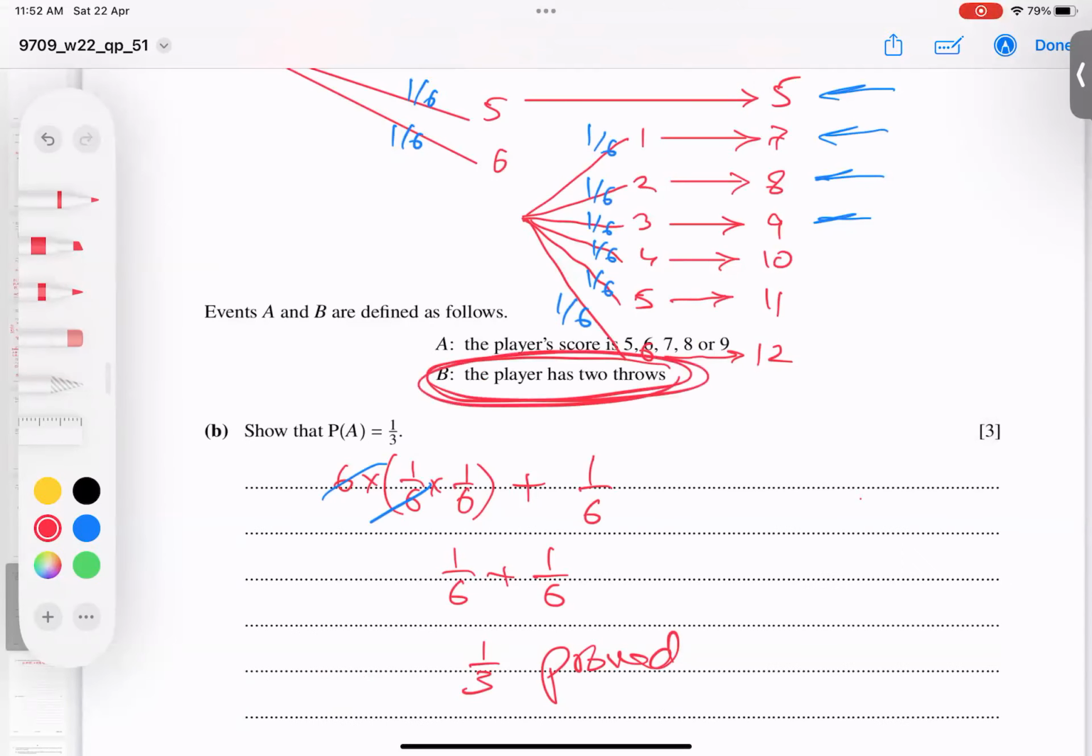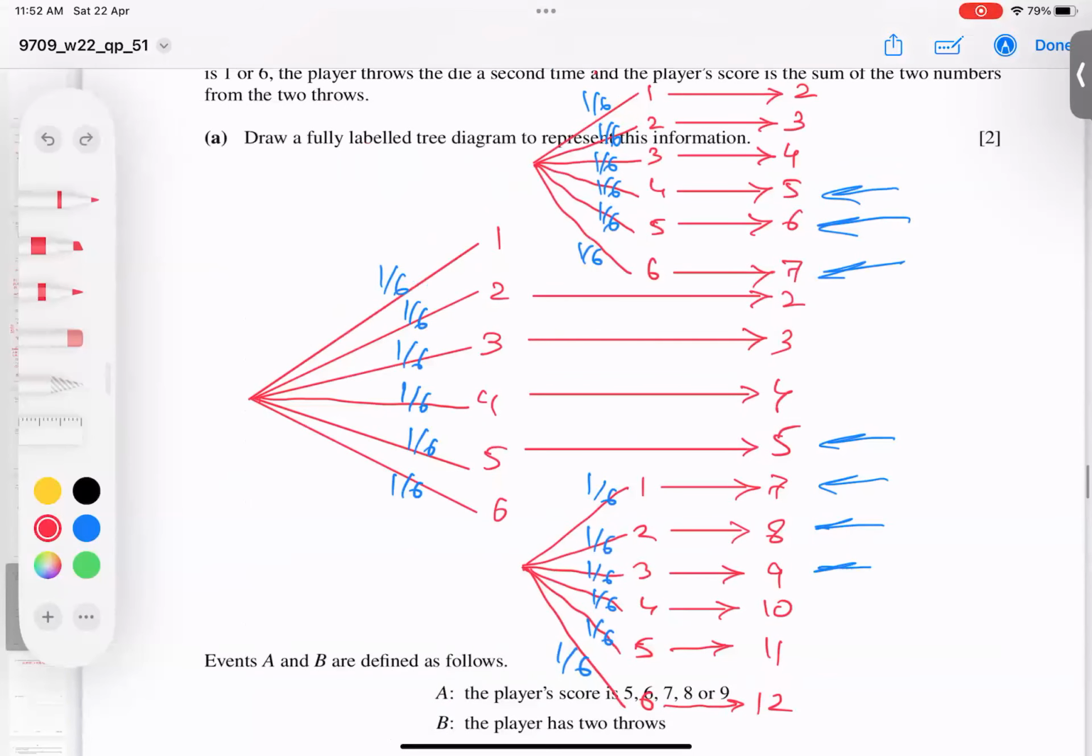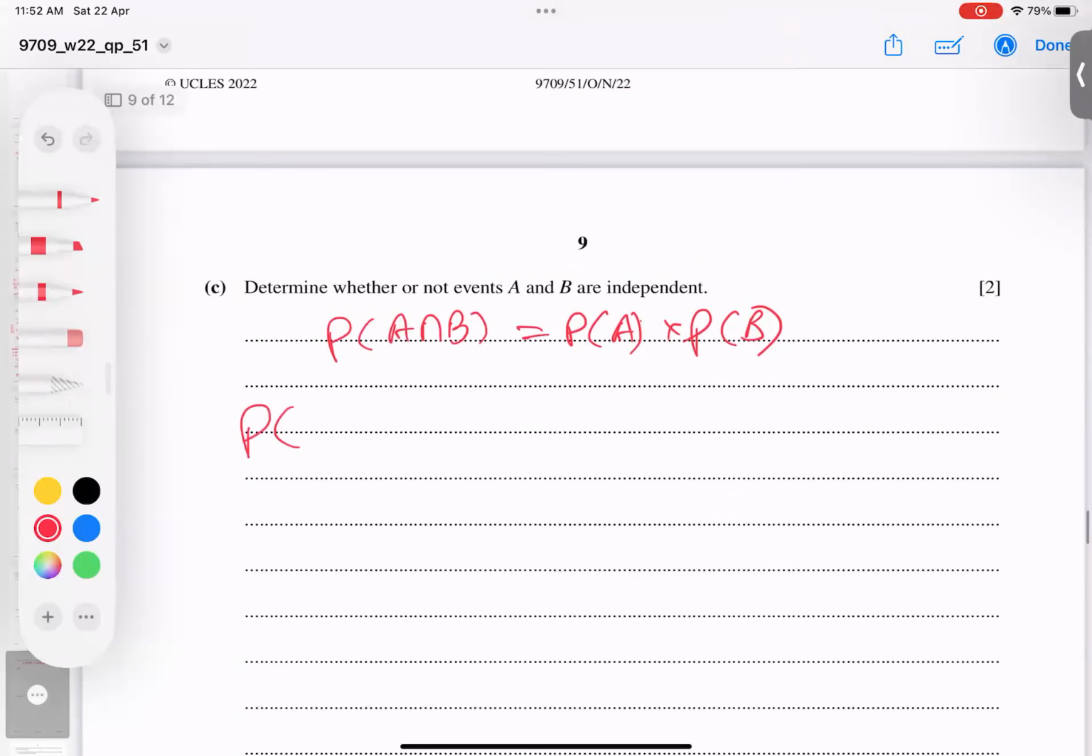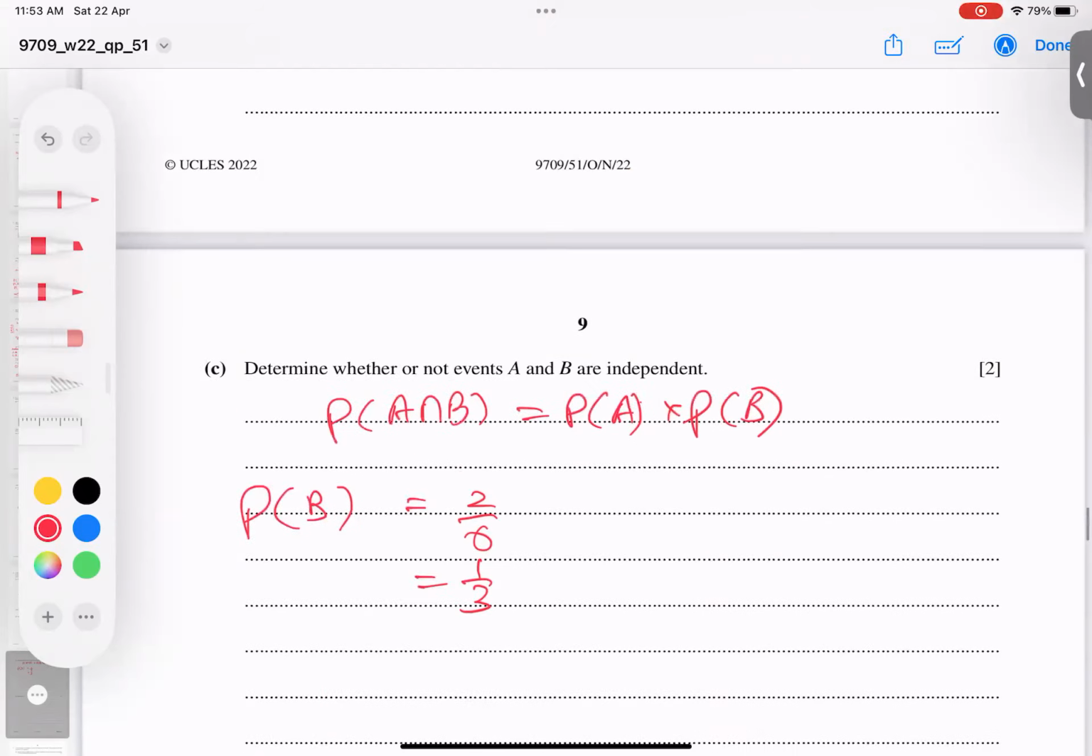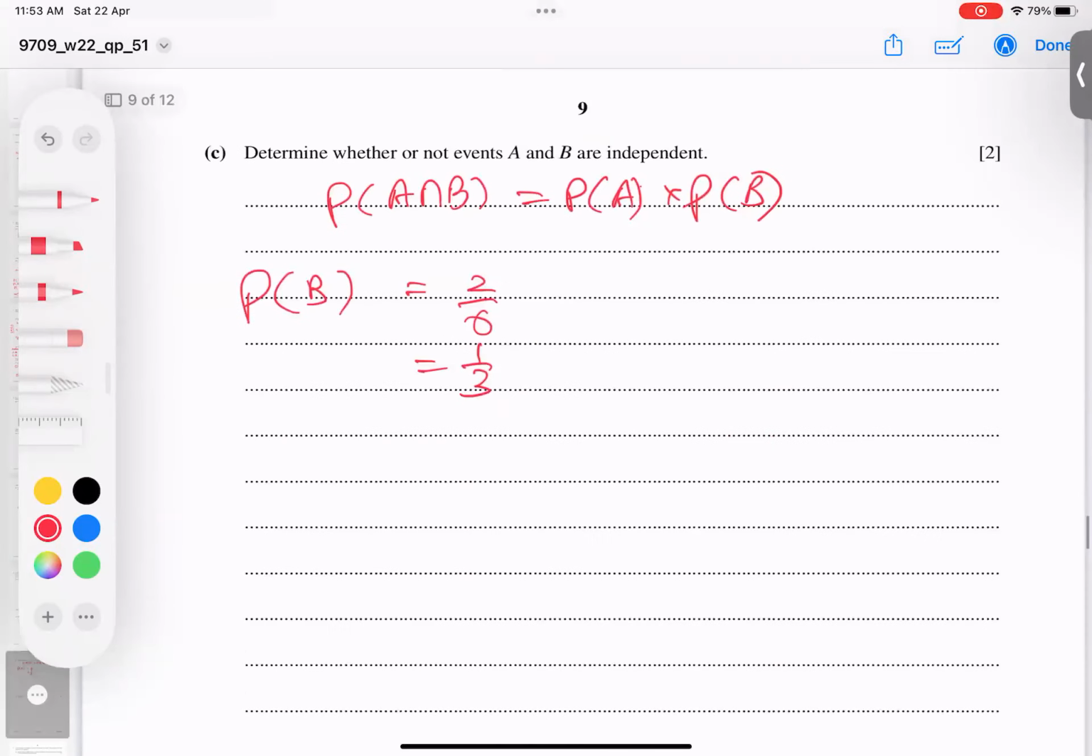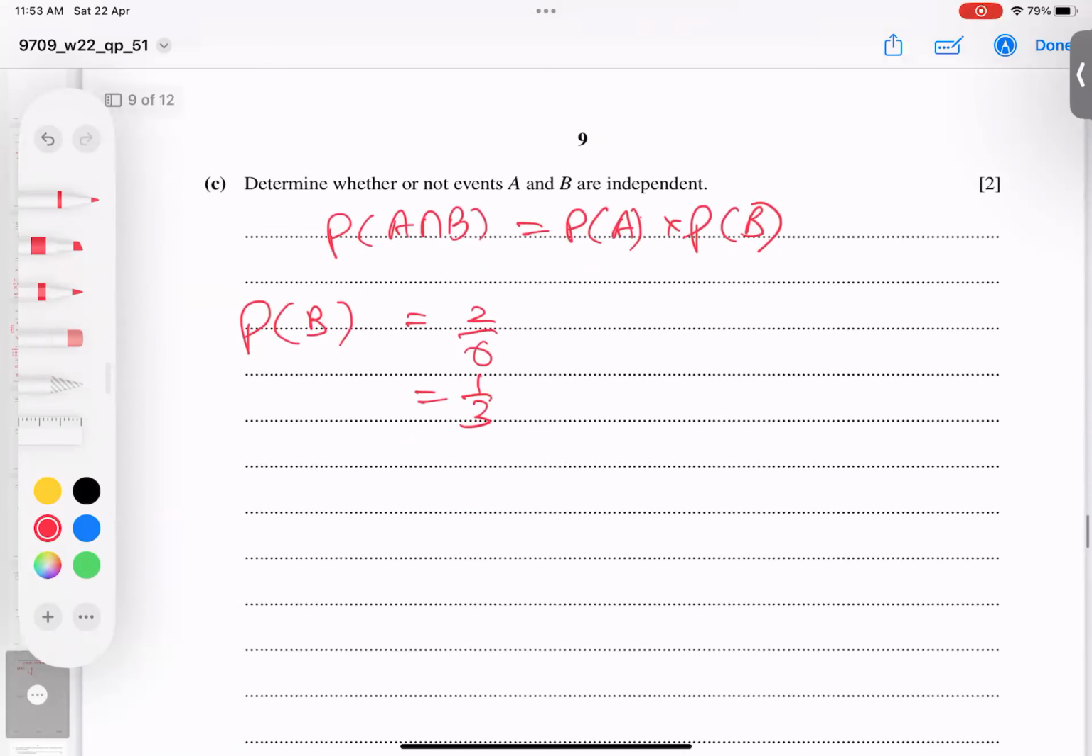That the player has 2 throws. Naturally, 2 throws is only possible when he gets a 1, he will go for a second throw, or he gets a 6, he gets a second throw. So what is the chance? 1 by 6 and 1 by 6, so it means 2 by 6. So probability of B is 2 by 6, or I can say 1 over 3. Okay. Probability of A we already have, students. Probability of A, I just found, is 1 by 3. And this is, let me check, yeah, 2 by 6. So probability of A is 1 by 3. Already we have it.